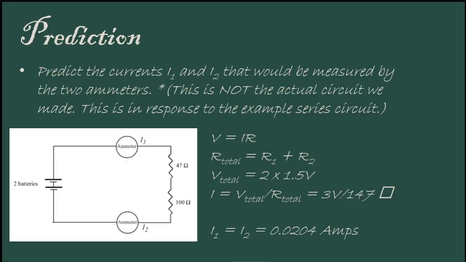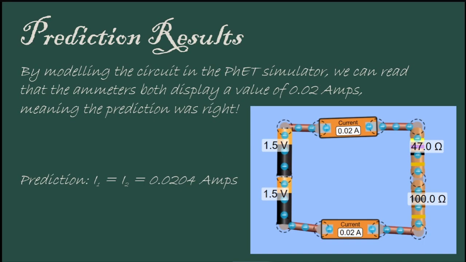V is equal to IR, meaning that I is equal to V over R, or 3 volts over 147 ohms. Therefore, I is equal to 0.0204 amps. By modeling the circuit in the PhET simulator, we can read that the ammeters both display a value of 0.02 amps, meaning the prediction was right.